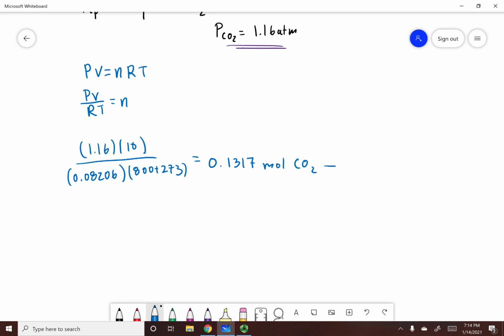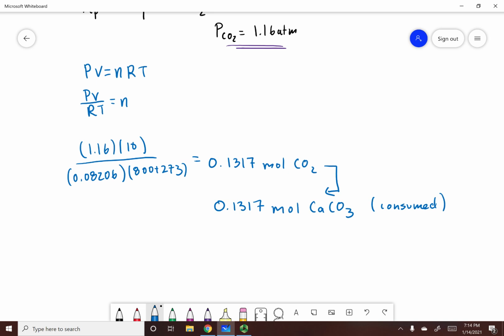Now, based on our equation, you can see that CO2 and calcium carbonate are in a 1-to-1 ratio. So that means to produce this amount of carbon dioxide, I had to consume or decompose 0.1317 moles of calcium carbonate. So this is the amount that is consumed.